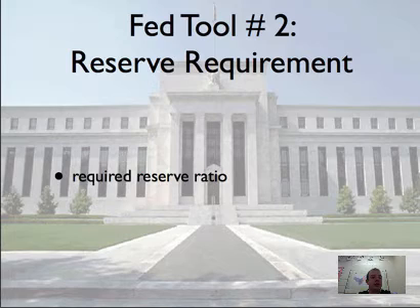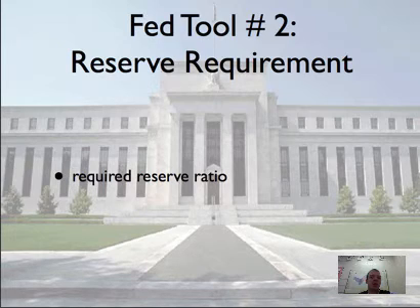Another tool that the Federal Reserve can use is known as the reserve requirement. This is actually the least commonly used tool of the Federal Reserve. The Federal Reserve can take the required amount of money that banks have to keep in their vault. Banks have to keep a certain percentage of all deposits in their vault. Well, the Federal Reserve can change this. If they want banks to loan out more money, they can lower the reserve requirement.